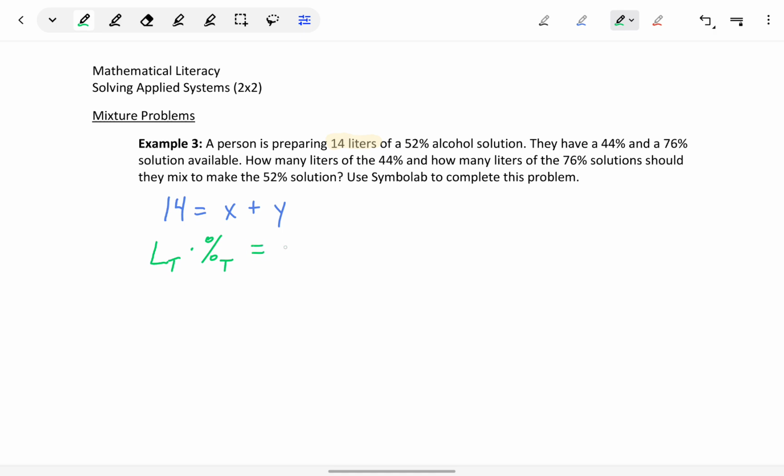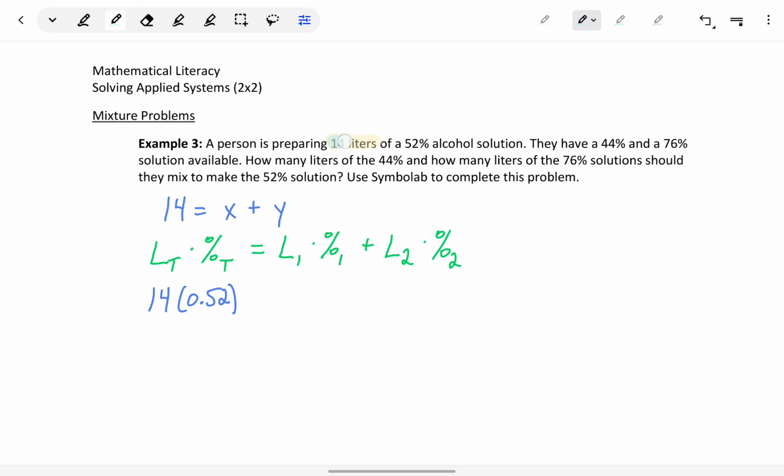And we're going to get that by mixing some number of liters of the first solution, which already has a certain percent, in this case a certain percent of alcohol, plus some amount of the second solution, which is already a certain percentage of alcohol or whatever mixture this is. So it's always going to look something like this. And in this case specifically, that's going to be 14, which is the total number of liters that we want, times 0.52.